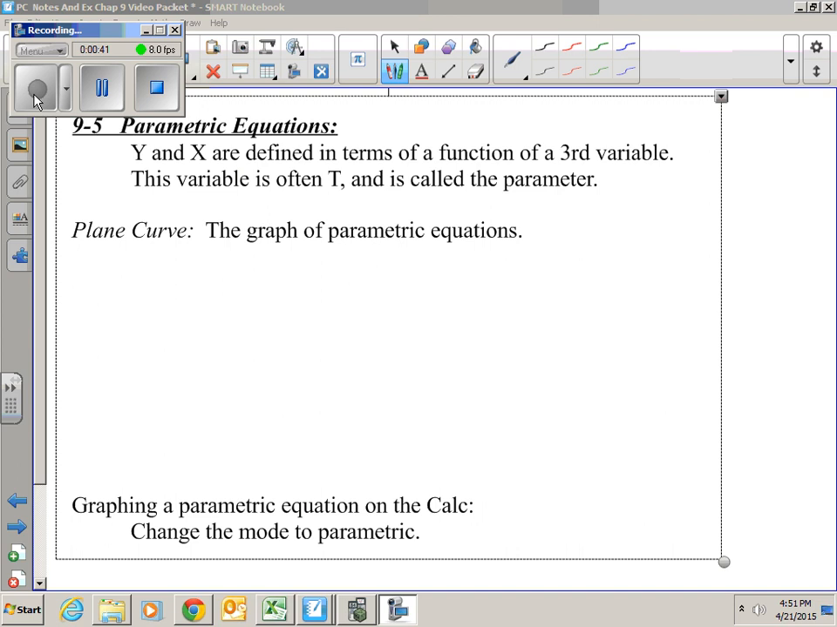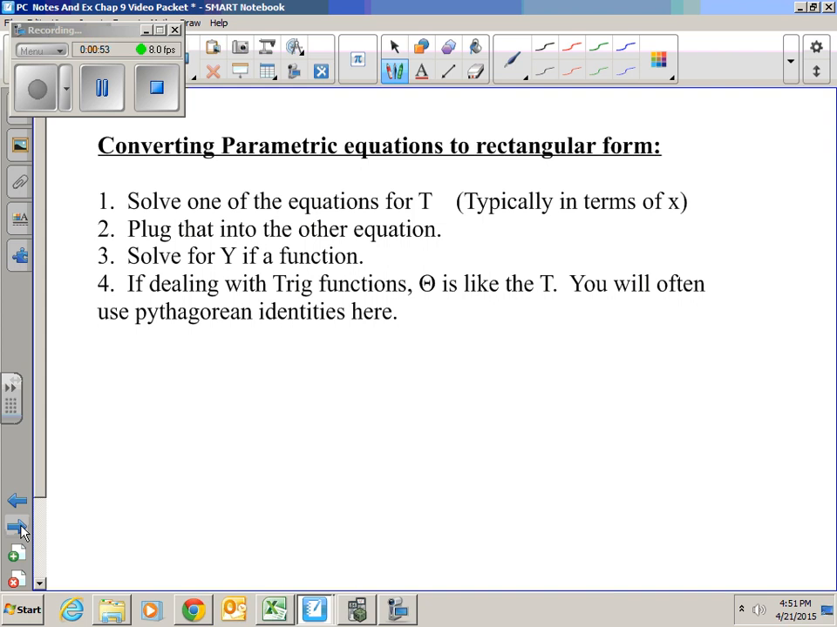When you're graphing a parametric equation on the graphing calculator, we will do a lot of this in class, you're going to change your mode from function to parametric. One of the most important things we're going to do, and we'll do it in this video, is what we call converting a parametric equation to just a regular equation in y and x form. This is called eliminating the parameter.